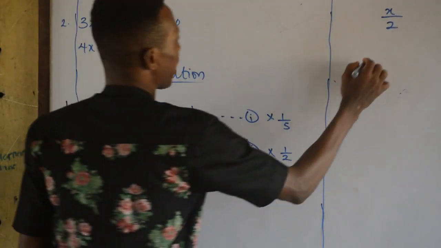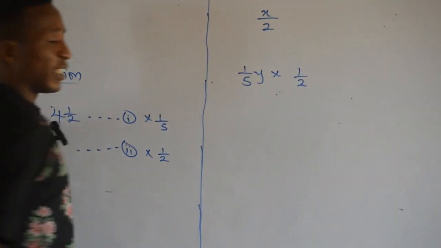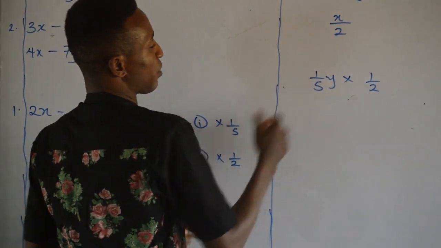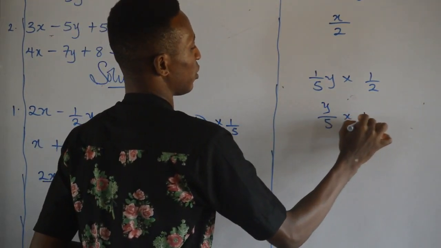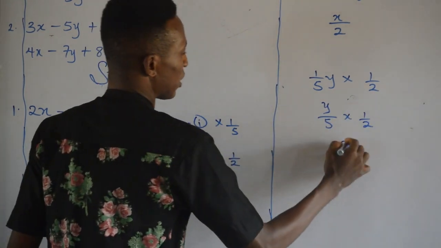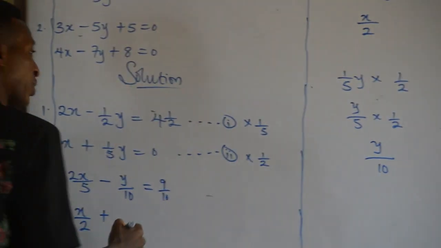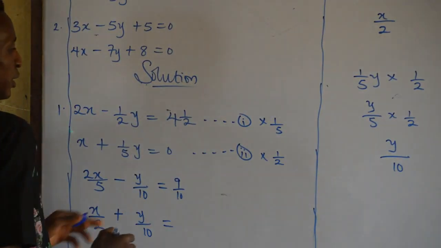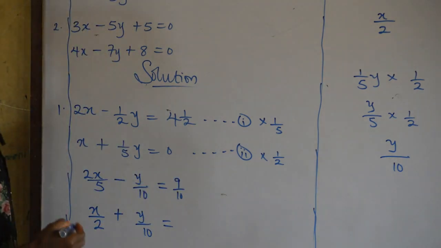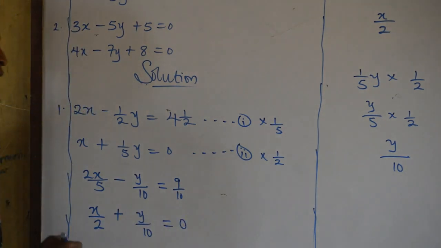1 all over 5y multiplied by 1 all over 2. The same thing I did earlier. 1 times y gives me y all over 5 multiplied by 1 all over 2. y times 1 is y. Then 5 times 2 is 10. So that gives me y all over 10 equals to, now 0 multiplied by 1 over 2. Anything multiplied by 0 will still give you 0. So I put this one here as my 0.